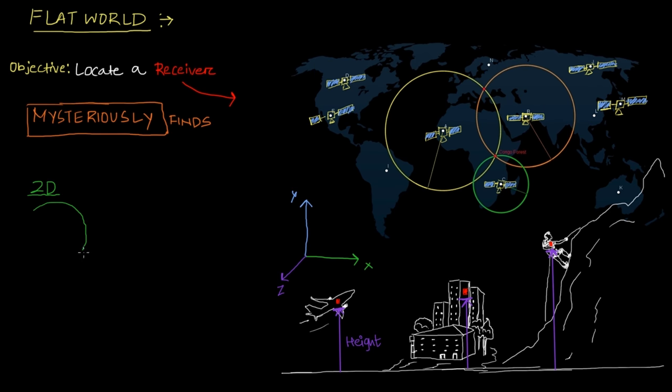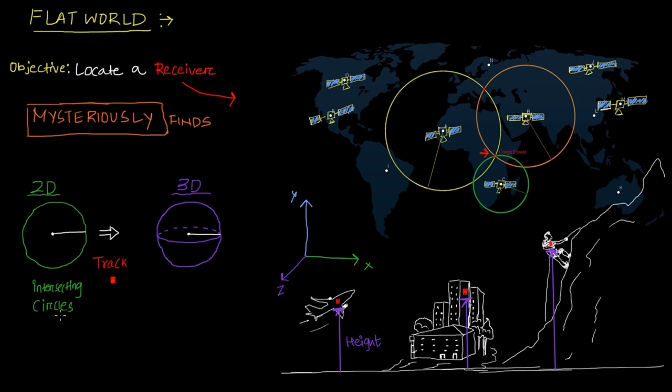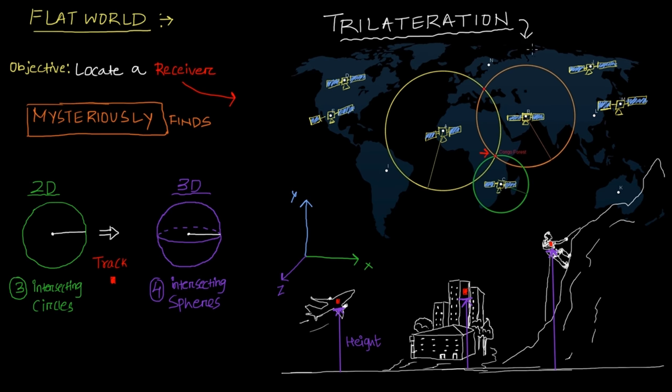And as we all know, a circle in 2 dimensions is a sphere in 3 dimensions. So to track the receiver, instead of 3 intersecting circles, you need 4 intersecting spheres to pinpoint the receiver in the real 3D world. This process is called trilateration. It's just a name, don't worry about it. Now I know I need 4 satellites, 4 distances from those satellites, which will give me 4 intersecting spheres, and bam, I have the location of the receiver.